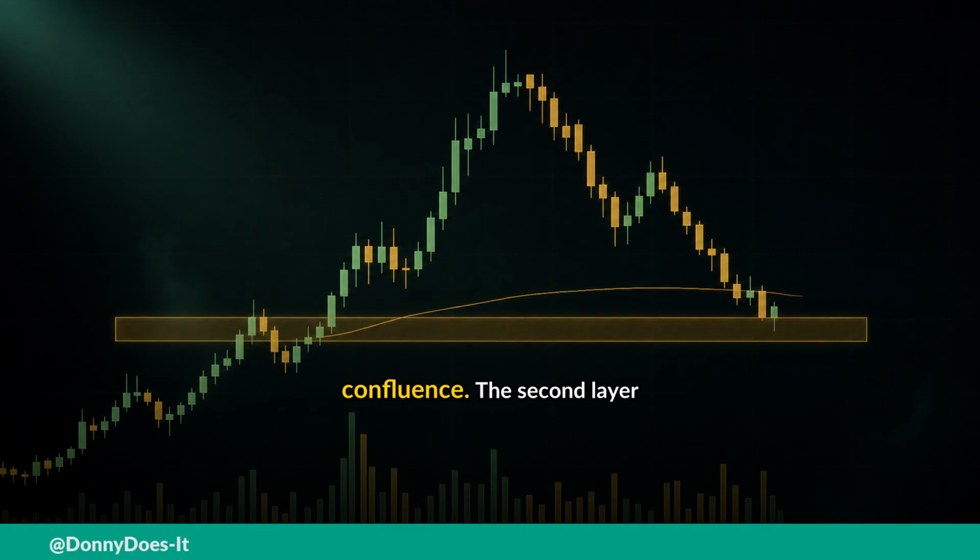You need confluence. The second layer is an order block. An order block is the last bearish candle before a bullish institutional move. That zone is where smart money places their orders. When price returns to that zone, near VWAP, that is your highest probability entry. That is where I risked $400.